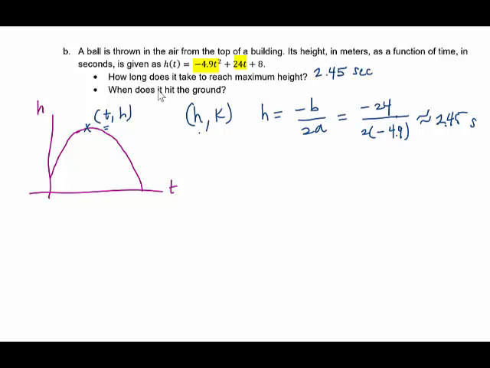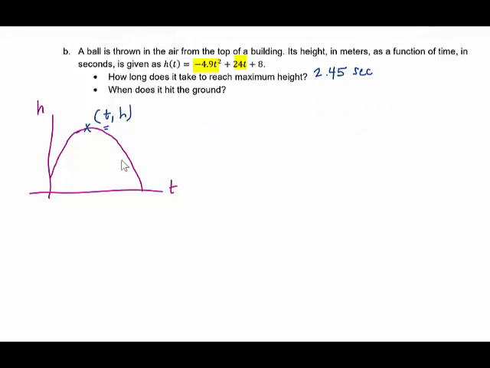In the second part of the question, we're asked to find when the ball hits the ground. So recognizing that this parabola represents the height of the ball over time, ground level is down here on the t-axis. In other words, it's a t-intercept, and that occurs when the height is 0. So just substitute 0 for h, and then we'll solve the equation.